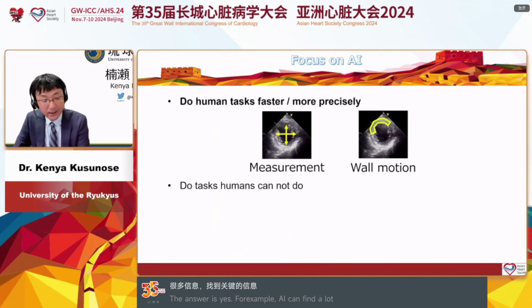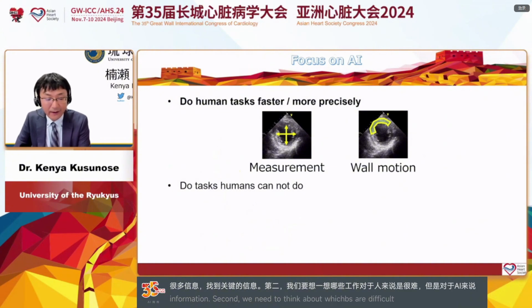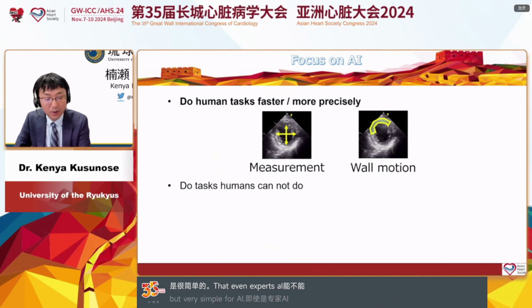Second, let's think about things that are hard for people, but might be easier for AI. Can AI notice tiny details that even experts might miss? There is a lot of promise here, and researchers are excited about what might be possible.